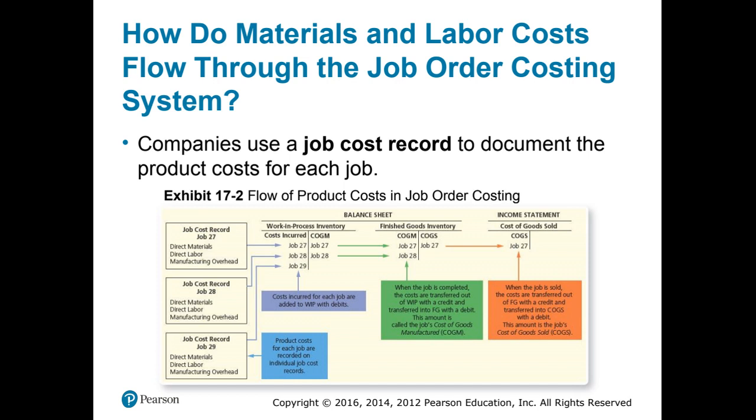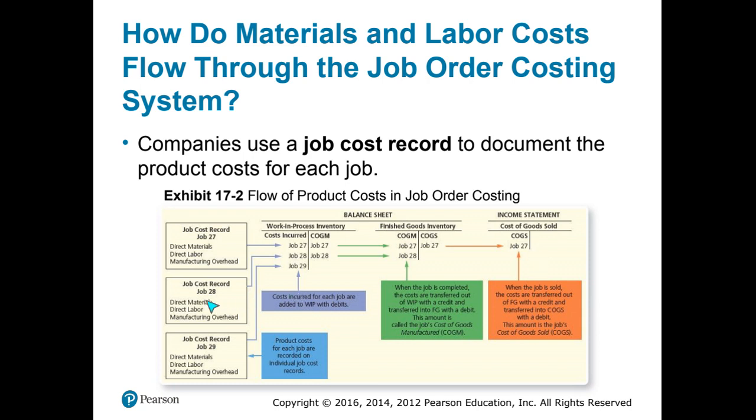Job 27 then moved out of work in process inventory and over to finished goods. Because we see here it moved out and over to our finished goods inventory. And that means that we completed everything we had to do for this job. We finished it and it was ready for sale, and that's why it was in finished goods. But then we sold it and it moved over to cost of goods sold. So job 27 is fully complete.